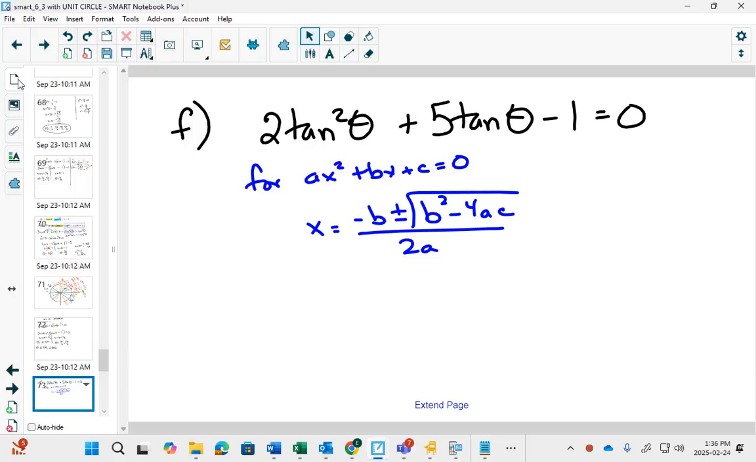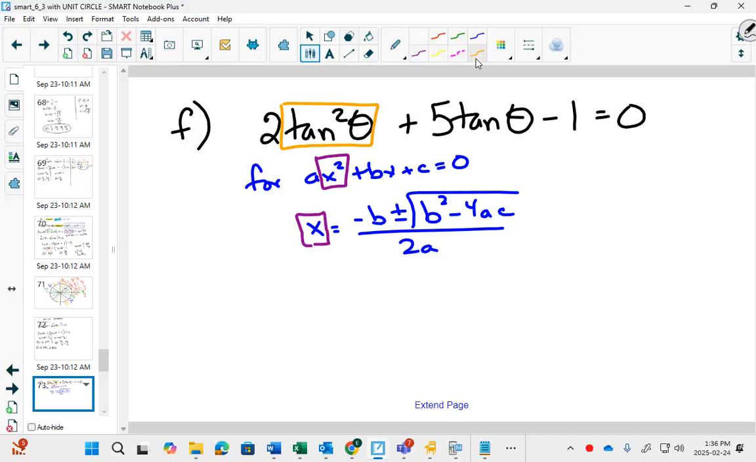For ax squared plus bx plus c equals 0, this is the answer for x. Okay? First thing I want you to notice is that it's for x squared, that you have x equal. Do we have x squared? No. We have tan squared.